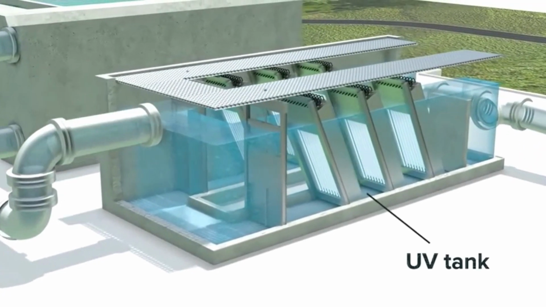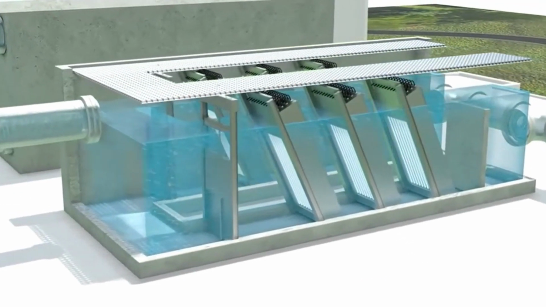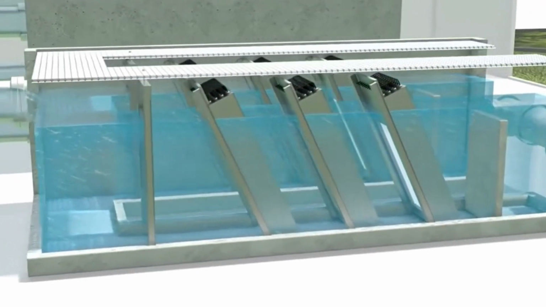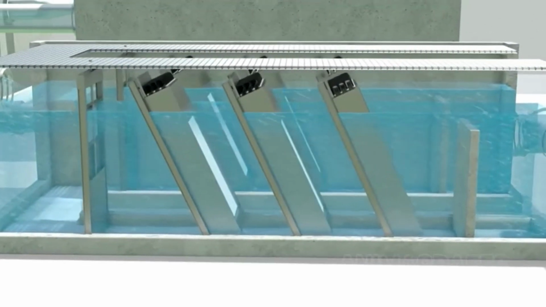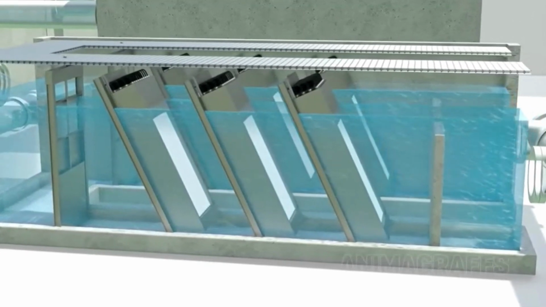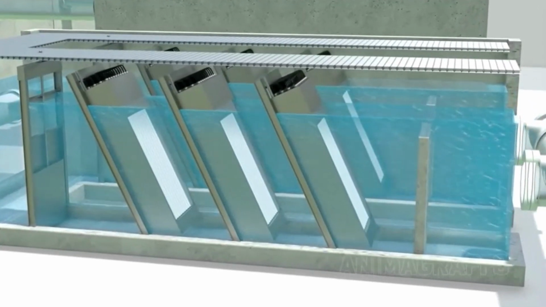Water passes through banks of ultraviolet light. UV light at various wavelengths can destroy or disrupt viral, bacterial, and other pathogens' DNA or cellular structure, effectively destroying them.